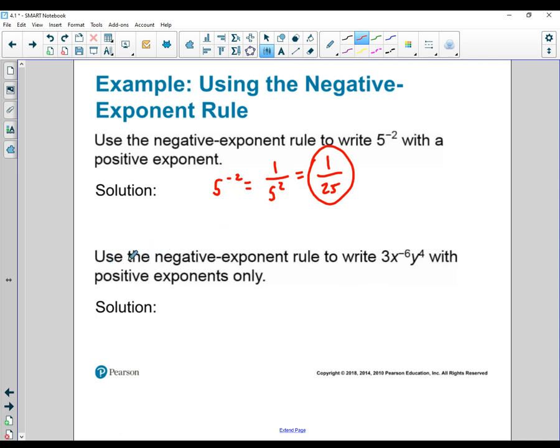And so now use the negative exponent rule to write this with positive exponents only. And so this 3 stays up top. This x to the negative 6, that's going to go to the bottom, make it positive. And this y to the 4th stays on top because it's positive. So if it's negative, just move it. If it doesn't have a negative exponent, you better leave it. Any questions so far? I know I'm kind of lightning rounding this.